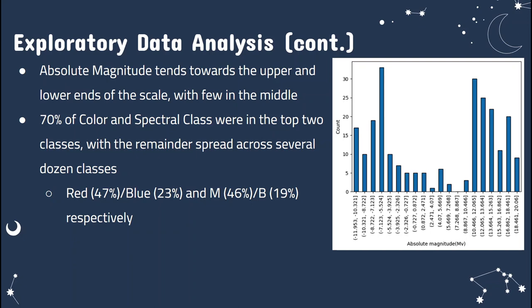For color and spectral class, we don't have any diagrams to show because they're not a numeric value. But around 70% of the color and spectral class were made up of the top 2 types. For color, it was red and blue. And for spectral class, it was M and B that really made up the vast majority of them. And then there were around 70 to 80 other types that were just a few for each one.